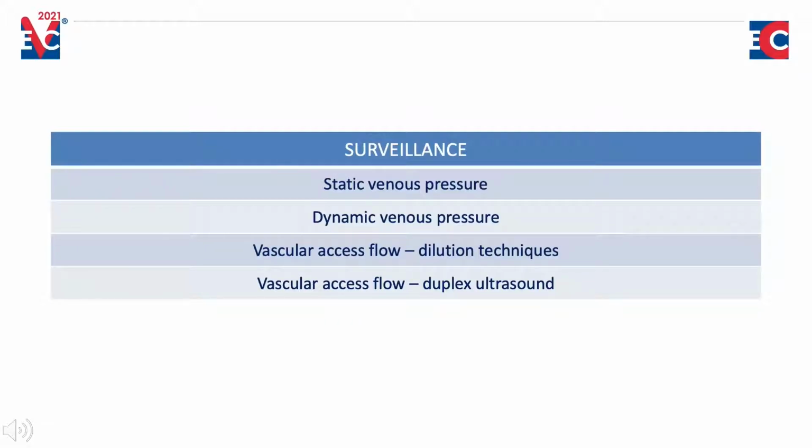Both of these pressure measurements are only useful to detect outflow stenosis that result in increased pressure in the vascular access. Another approach that can be used to assess hemodynamically significant stenosis in the entire vascular access is to measure vascular access flow. This can be done during dialysis sessions with dilution techniques or outside dialysis sessions with duplex ultrasound.